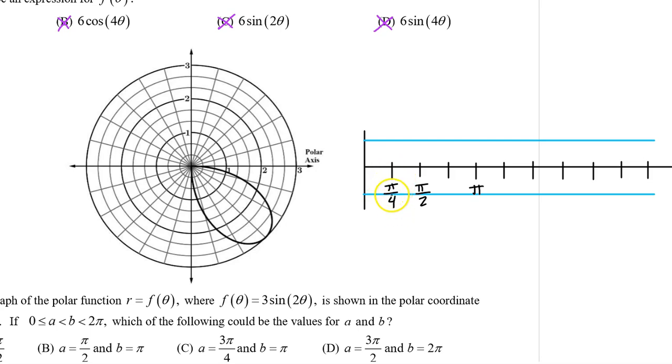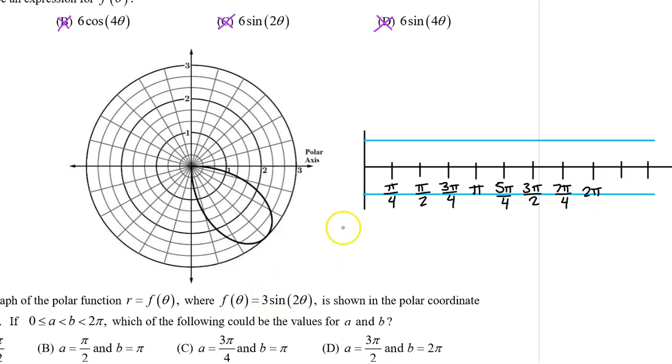I can use this pi over 4, the quarter period, to identify the value of any of the missing values that I want. I can basically count by pi over 4. This is 1 pi over 4, this is 2 pi over 4, this would be 3 pi over 4. Then I have 4 pi over 4, 5 pi over 4, 6 pi over 4, which reduces to 3 pi over 2, 7 pi over 4, and 8 pi over 4, which reduces to 2 pi.